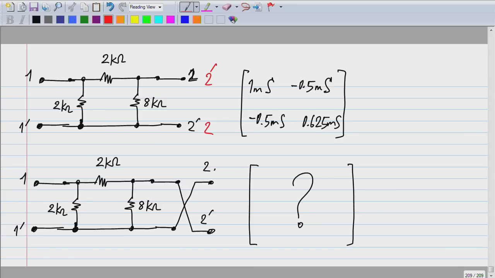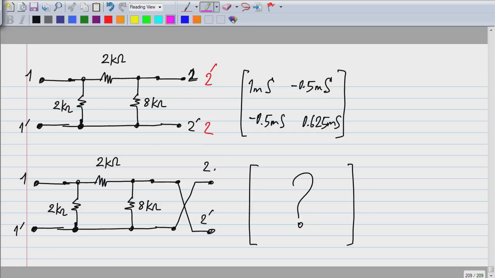There is an answer that says diagonal elements will be interchanged. Why is that? So that means that Y11 will become Y22 and Y22 will become Y11. Why will that happen? Another answer says diagonal will be 0. Again, why is that? So, I suggest that you actually do the short circuiting and calculate the parameters. Okay, and then you will see immediately what the answer is.